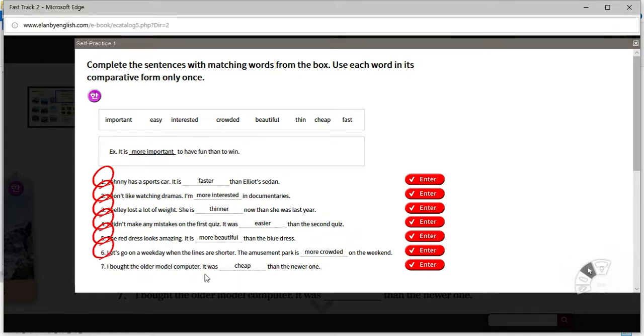Okay, and that leaves cheap. I bought the older model computer. It was cheaper than the new one. Right, so cheap has 1 syllable. Cheaper. Good. All right. Let's continue down to self-practice 2.